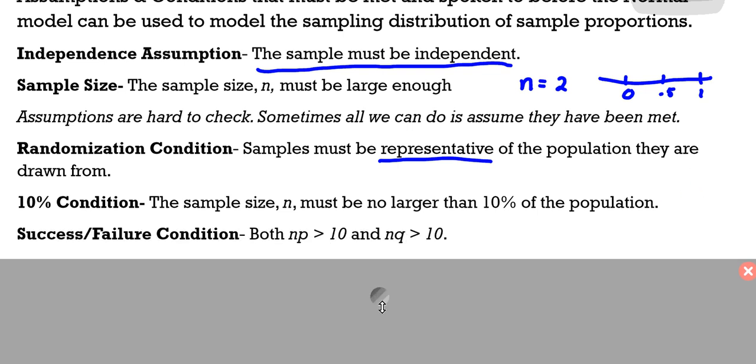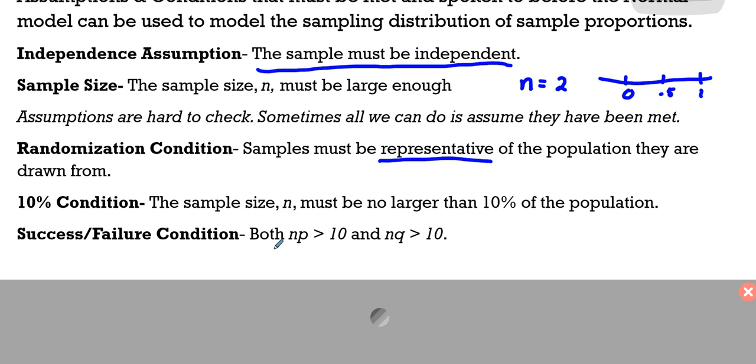And then lastly, but not leastly, the success failure condition. This is the one that we talked about when we were studying the binomial distribution. If we wanted to use the normal model to approximate the binomial, there it is. That was the one thing that we had to check. Now it's one of the things that we have to check, but we do still have to check it.